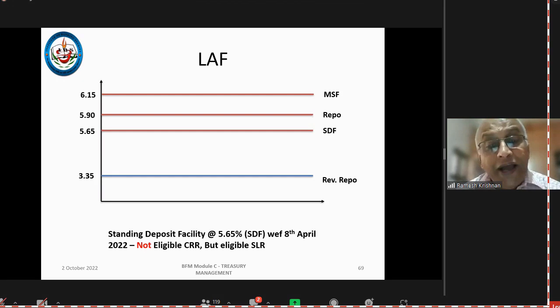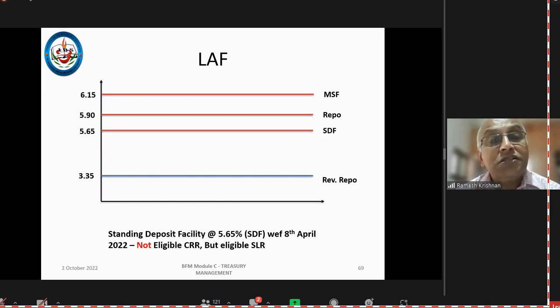Why is this not eligible for CRR? That you should understand. If a bank maintains CRR as balances in its current account with RBI, it receives no interest. If SDF balances become eligible for CRR, everybody will move their current account balance into SDF and RBI will end up paying interest.